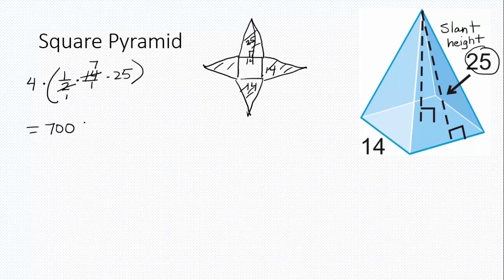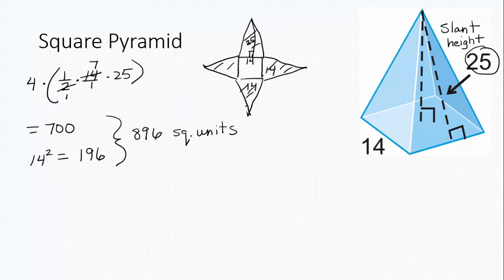To that, we need to add our 14 squared for the area of the square. And for those of you that are memorizing your perfect squares, you know that's 196. So all together, if we add those two together, we get 896 square units.